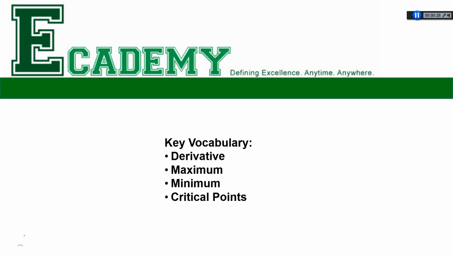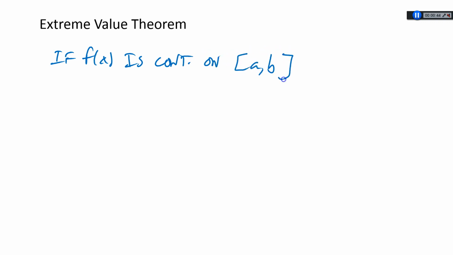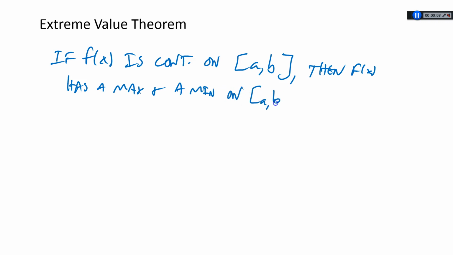So let's take a look. We're going to talk about derivatives, maximum, minimum, and critical points in this video. So, the extreme value theorem. The extreme value theorem says that if f of x is continuous on the closed interval [a, b], so that means it's including the endpoints, then f of x has a max and a min on the closed interval [a, b].